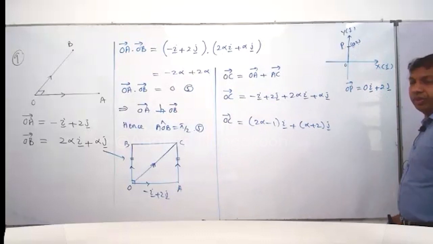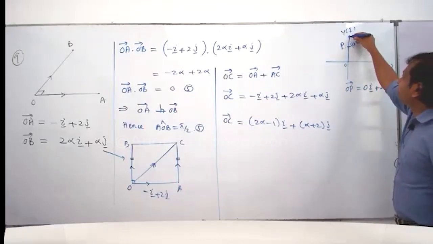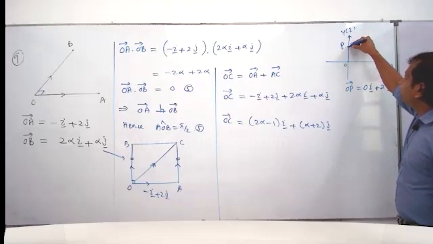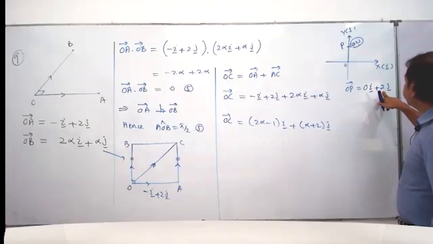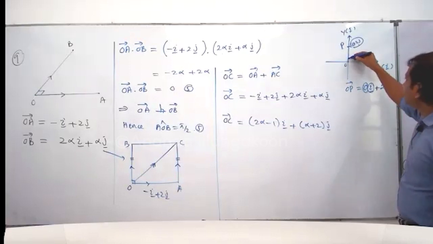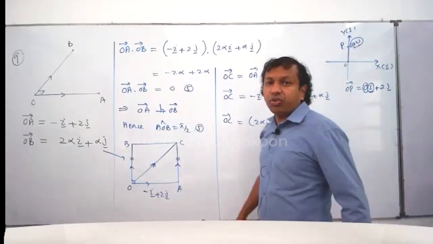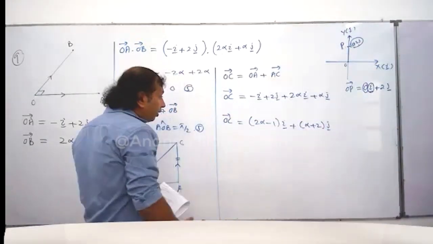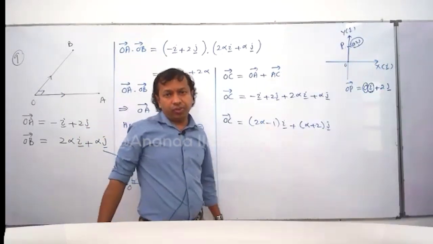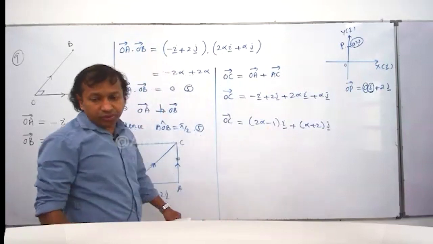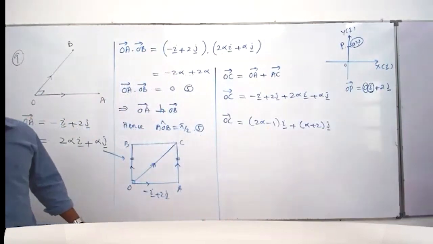See here, OP vector lies along the y-axis. Any point on the y-axis has x coordinate 0 and y coordinate a particular value. Then how to write the position vector? X coordinate times i, y coordinate times j. Definitely the i coefficient should be 0 when the vector lies along the y-axis. Like that, here also, if OC lies on the y-axis, the i coefficient should be 0. Understand? Then 2 alpha minus 1 should be equal to 0. Understood?